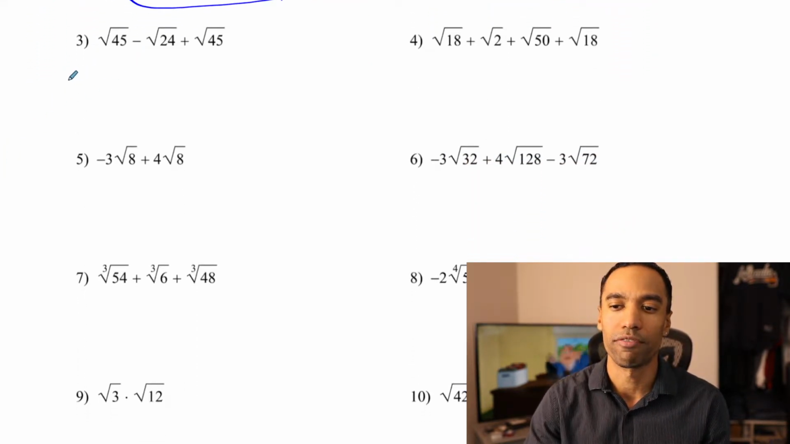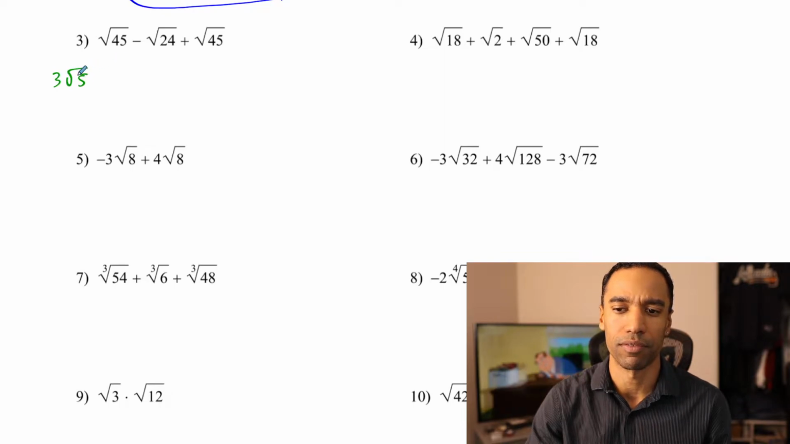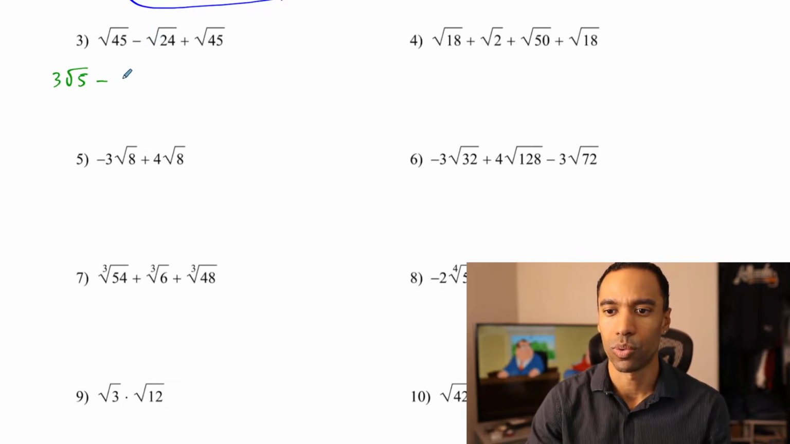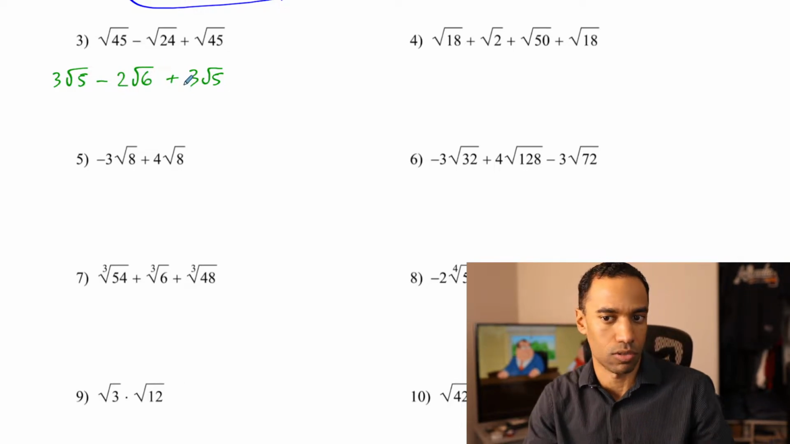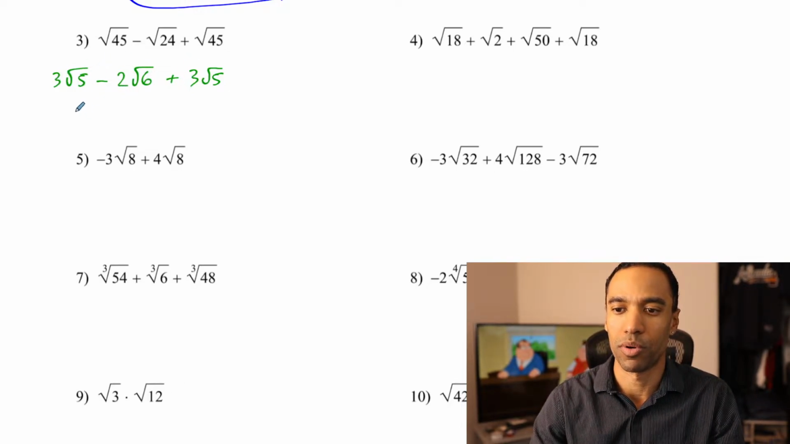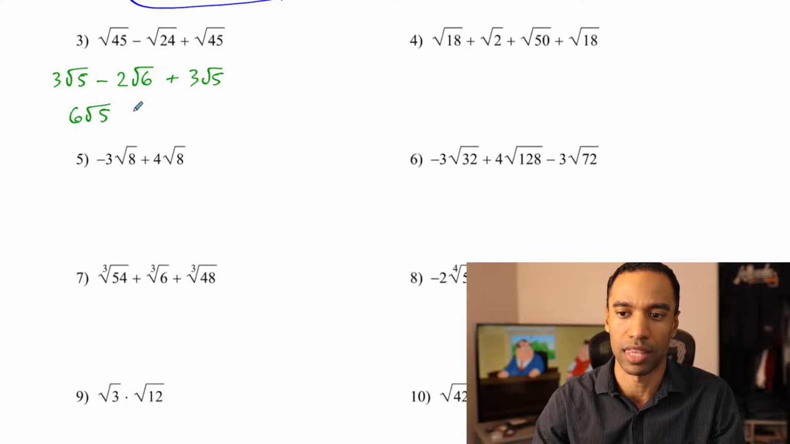All right, root 45, that's going to be our 3 root 5. Root 9 times root 5. Root 24 is 2 root 6. Root 45 once again. And, this is one thing where I already started simplifying. I might as well. Maybe it could have combined with this. Looks like it won't. 3 root 5 plus 3 root 5 is 6 root 5, which is what we'll get there. Minus 2 root 6 right here. These do not combine.